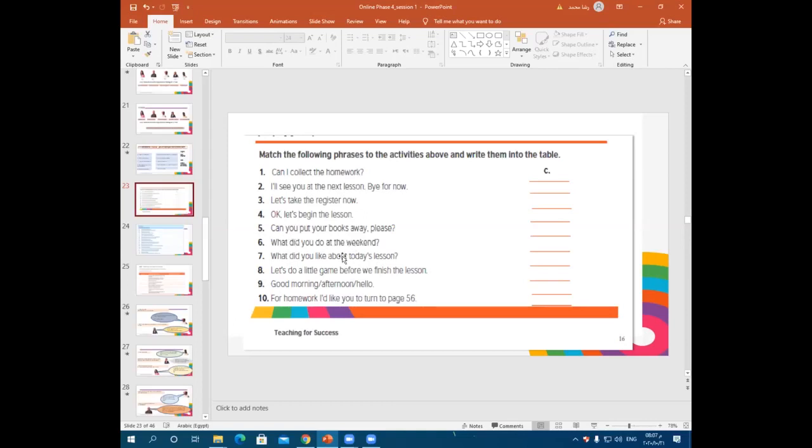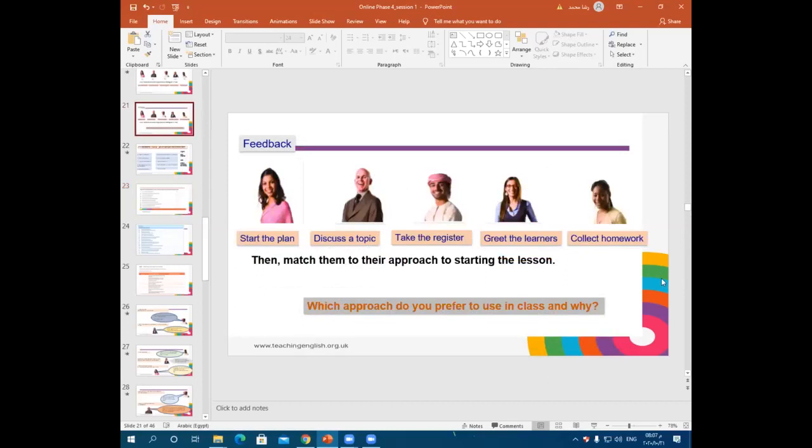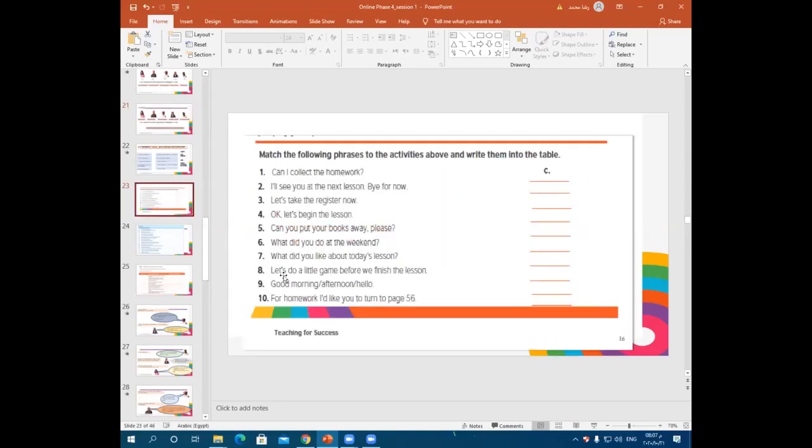I'm talking about the weekend. What did you do at the weekend? Which of these lesson approaches? Discuss a topic. Yes, that's right. Discuss a topic. Excellent. Which number is it? Number 7? 7 or 8? No, sorry, 8. 7. Okay.